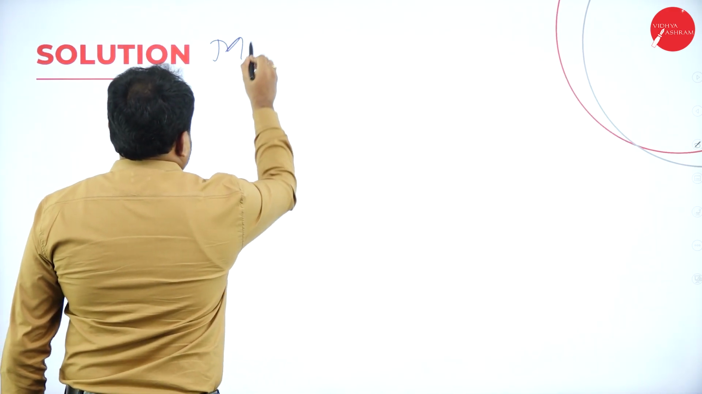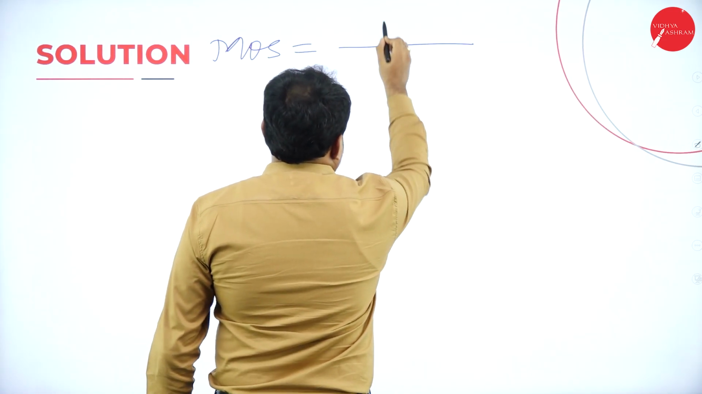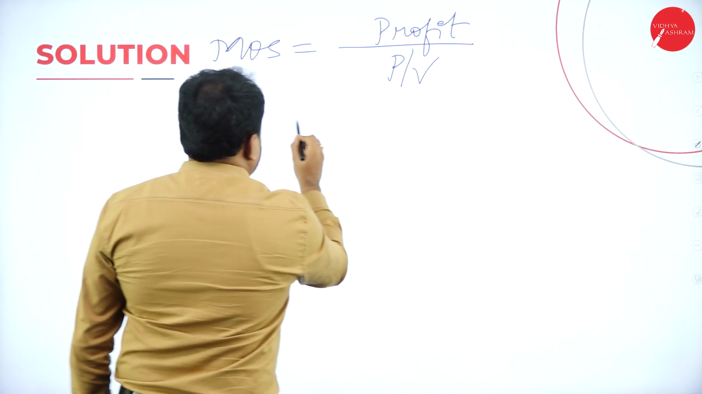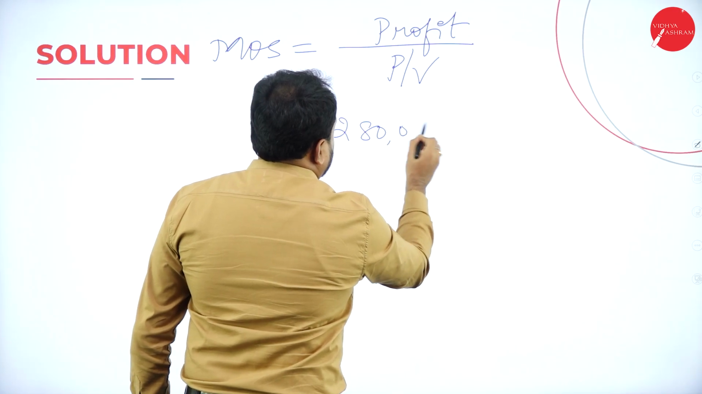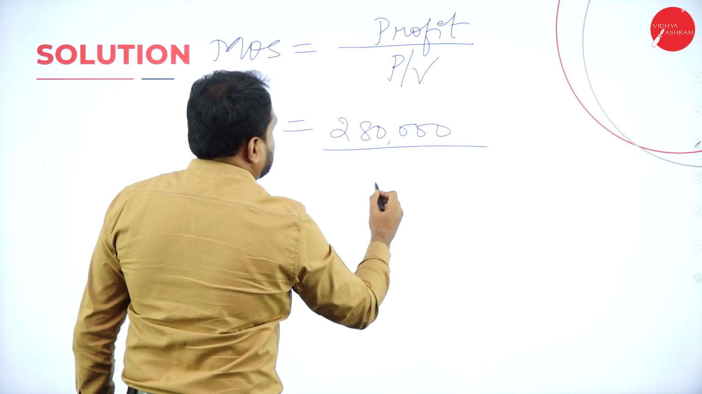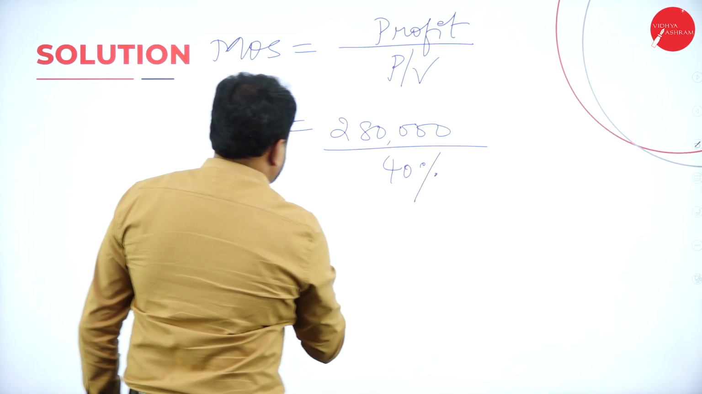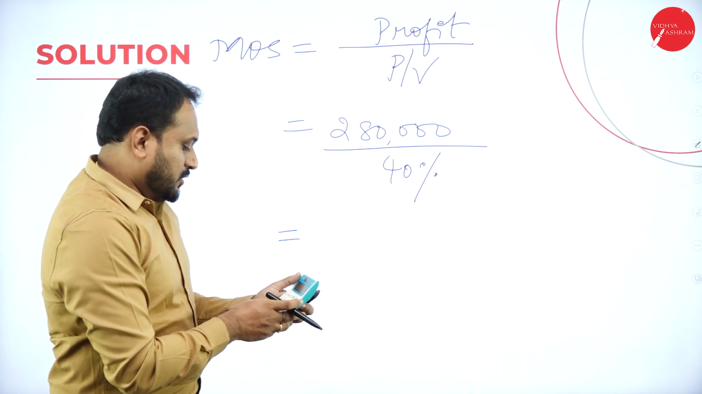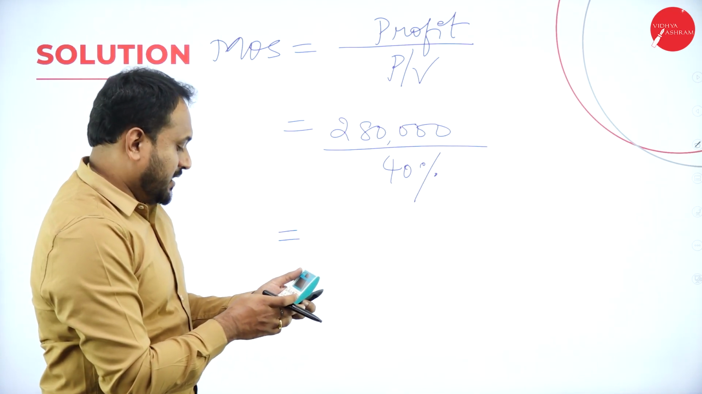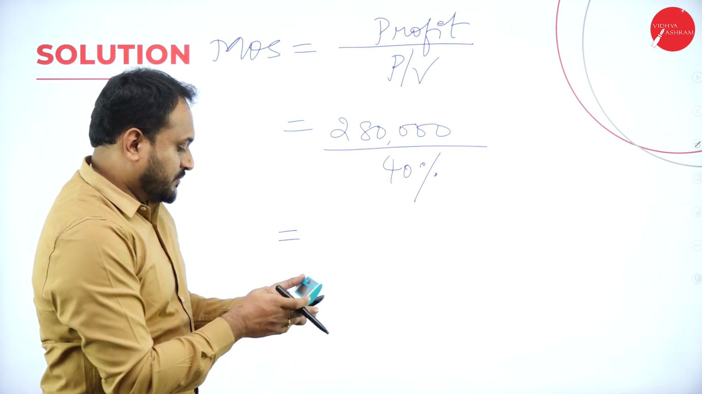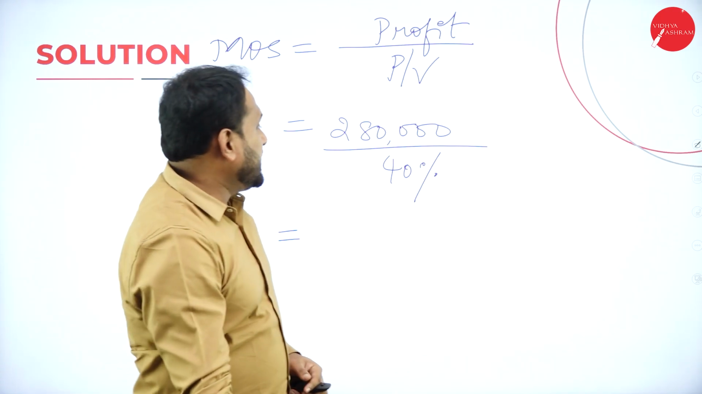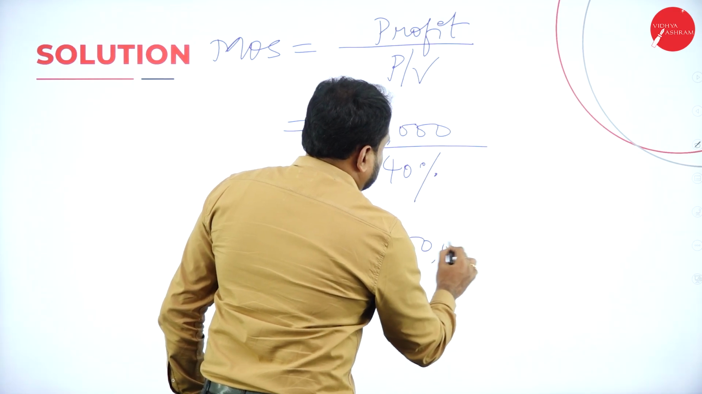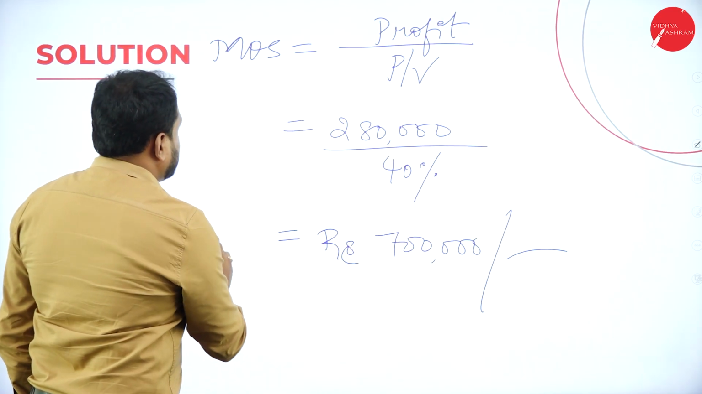Now I'll write here. MOS is equal to profit divided by PV. Now profit is how much? 2,80,000 divided by PV, which is 40%. So 2,80,000 divided by 40% is equal to 7 lakh rupees. So how much is MOS? 7 lakh.